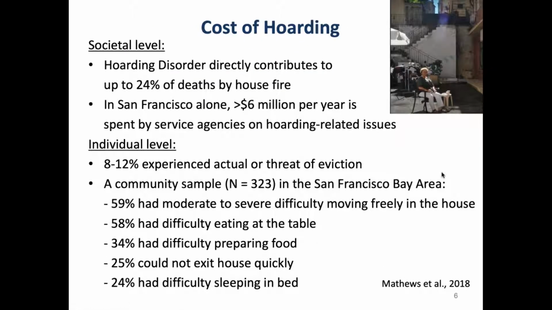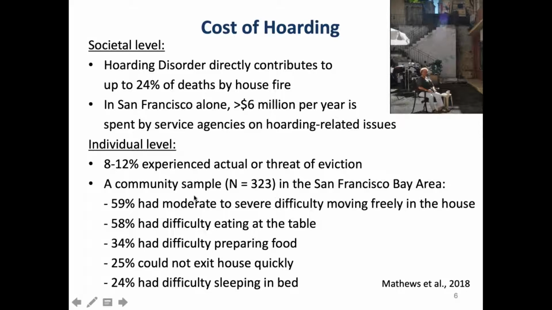So the cost of this issue is not only at the individual level, but also at the societal level. Hoarding disorder directly contributes to up to 24% of deaths by house fire. As an example, in San Francisco alone, over 6 million per year is spent by service agencies on hoarding related issues. And of course, you can also imagine at the individual level, 8 to 12% experience actual or threat of eviction.